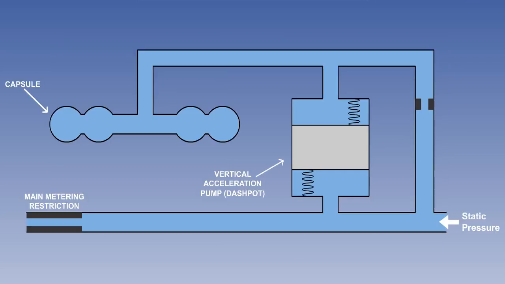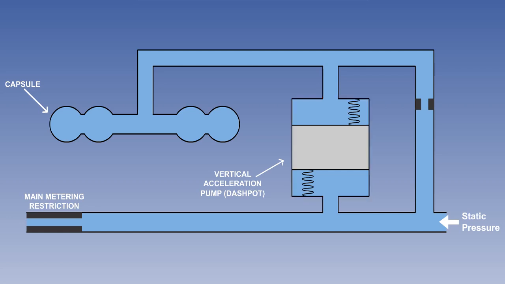As we have seen, a shortcoming with the VSI was time lag. This problem is overcome by the instantaneous vertical speed indicator, or IVSI. The IVSI is similar to the VSI, but incorporates a vertical acceleration pump, or dashpot, in the static pressure line which serves the capsule. We can see the principle illustrated in diagrammatic form here.